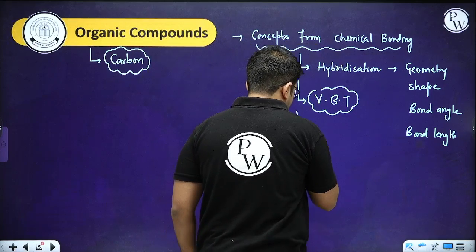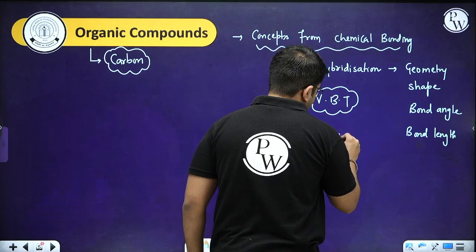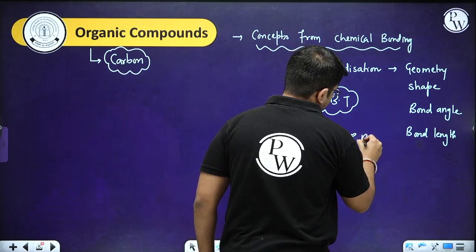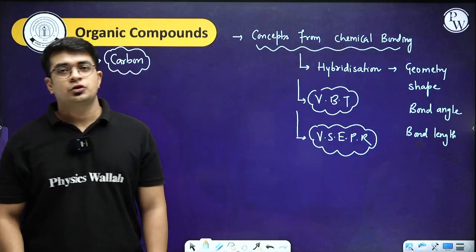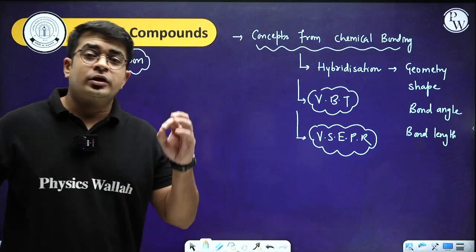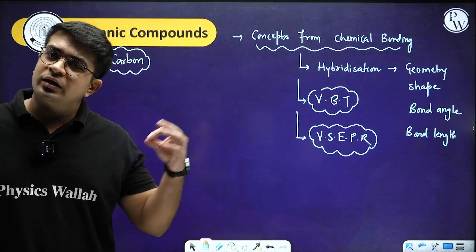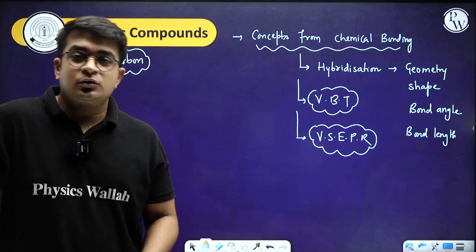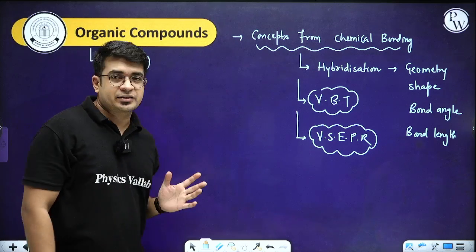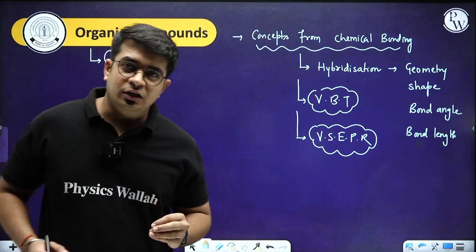And next part is basically your VSEPR theory, which is valence shell electron pair repulsion theory. This part you already know from your chemical bonding portion. If you don't know, you can refer to the chemical bonding portion, and you can see the basic concepts of hybridization, VBT as well as VSEPR to actually know more about the entire analysis.